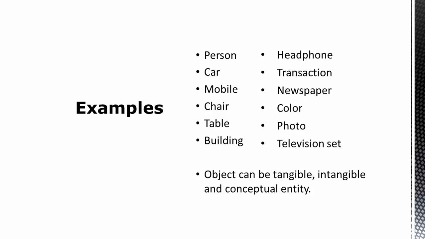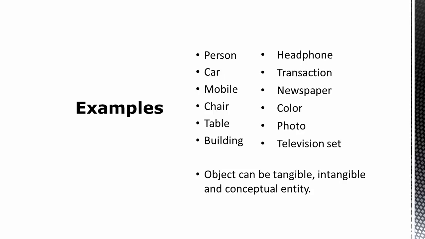Tangible means something that we can touch, for example, table, chair, pen, etc. Intangible means something that we cannot touch, for example, money in the bank account, shares in the demat account. And conceptual means they represent a concept, for example, shape or bank account.